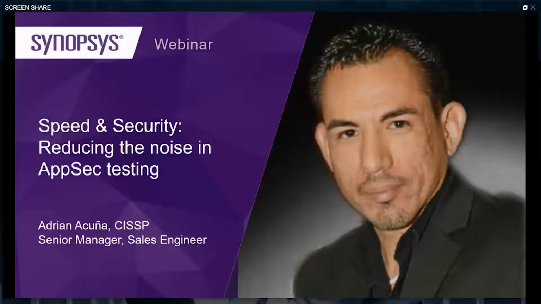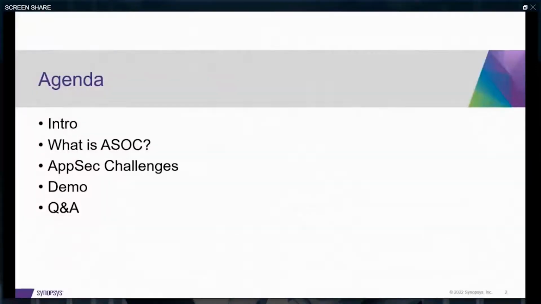So from an agenda perspective, I will cover, let me get this going here, it's stuck in the slide. I'm going to cover what ASOC is specifically and what it isn't, some of the challenges that we try and attack from an application security perspective, and we'll jump into a demo, right? And we'll go into Q&A about the application itself, right? So that's generally what I'm going to cover today.